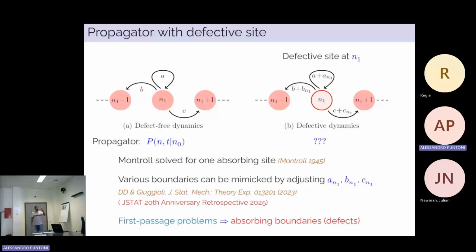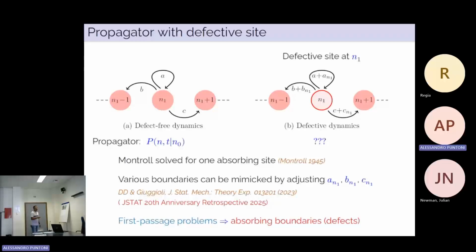Now, do you need to solve the problem from scratch? The answer is no. If you know the solution of this problem, you know exactly the solution of this problem in terms of the solution of this problem. So this is the defect technique. This is a defect, and you know how to write the solution of this in terms of this. Now you can change these probabilities in various ways. You can mimic various boundary conditions, reflecting and periodic. But because we are talking about first passage, we will make this an absorbing boundary.